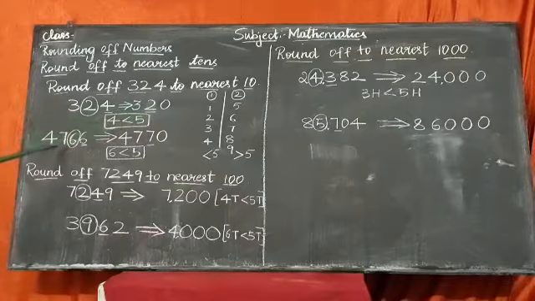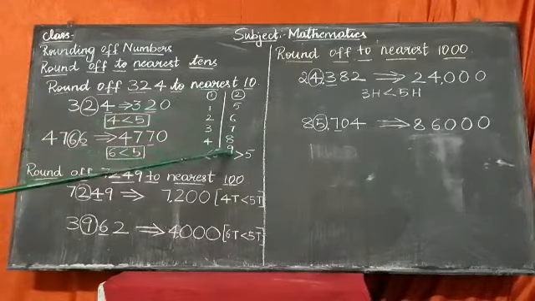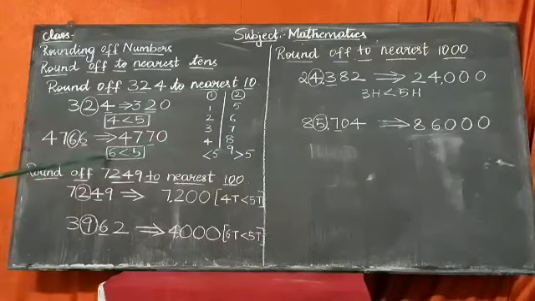Next, rounding off to tens place with a 4 digit number. We have here 4,766. So which place should I be considering? Ones place. First see the ones place. Here I have 6. In which group does it come? It comes in the second group.